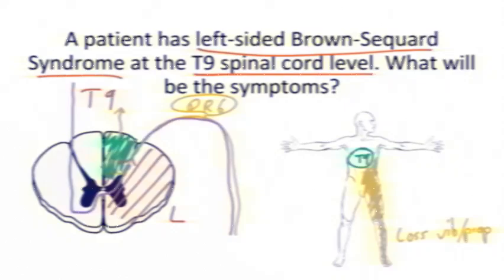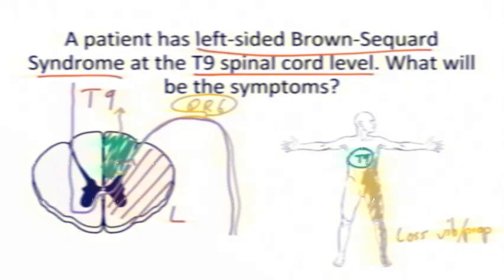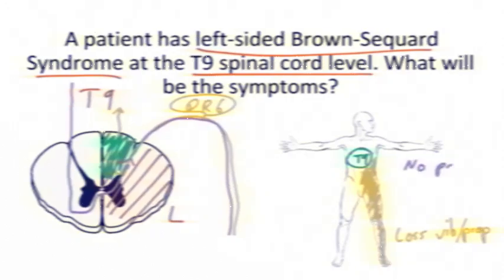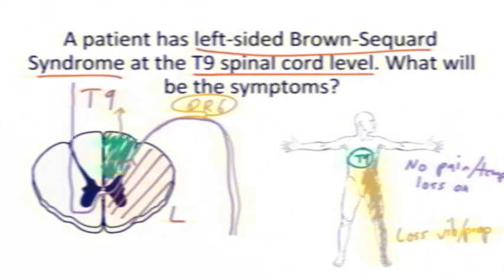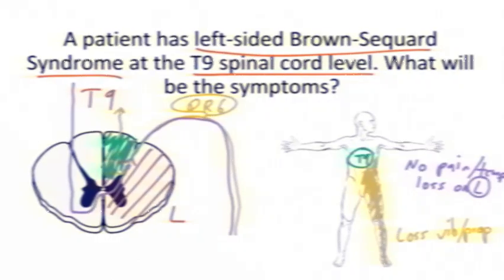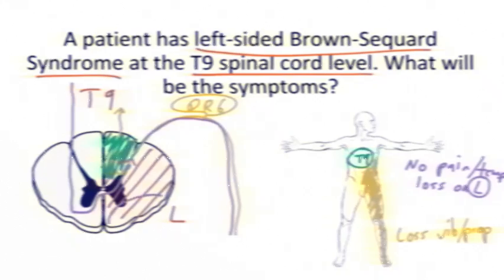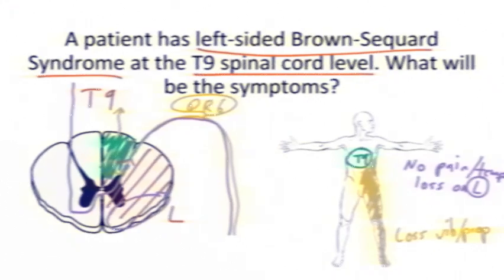So everything above and below T9 on the left side will be able to travel up as normal. So there will be no deficit on this left side. So no pain and temperature loss on the left, except at the T9 level, where we can clearly see the posterior horn is damaged from the Brown-Séquard syndrome. However, on the contralateral side, which uses this portion of the white matter, we'll lose the pain and temperature sensation.